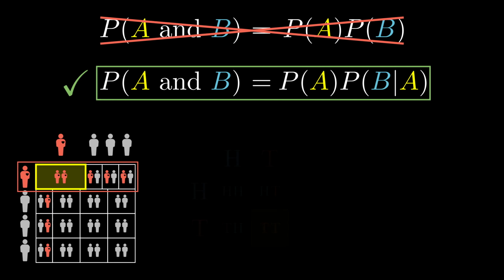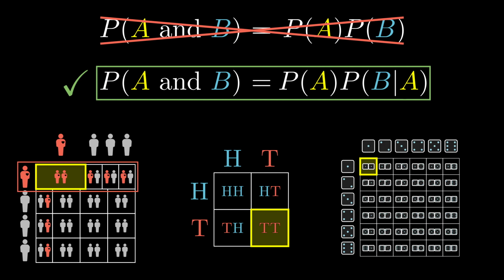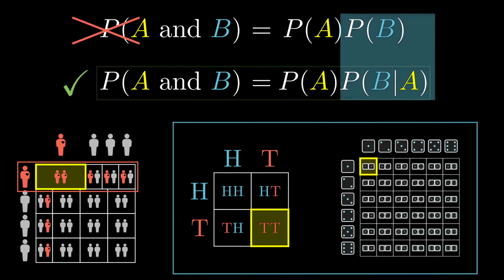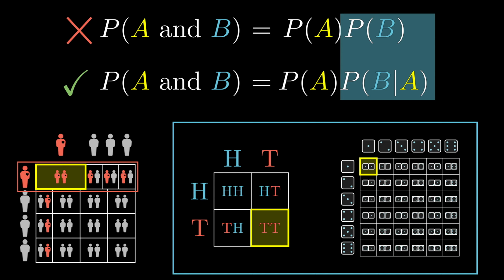What's going on with cases like flipping coins or rolling 2 dice is that each event is independent of the last. So the probability of B given A is the same as the probability of B. What happens to A does not affect B. This is the definition of independence.